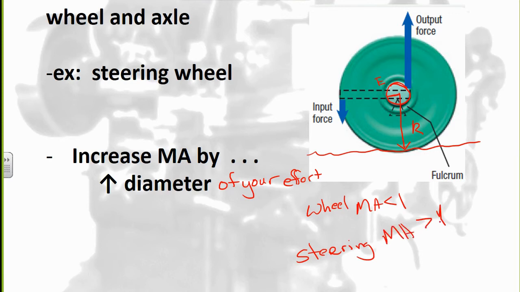Okay, so this is the drive. How about the road wheel? That way it makes more sense. The road wheel, mechanical advantage less than 1. The steering wheel, mechanical advantage greater than 1.